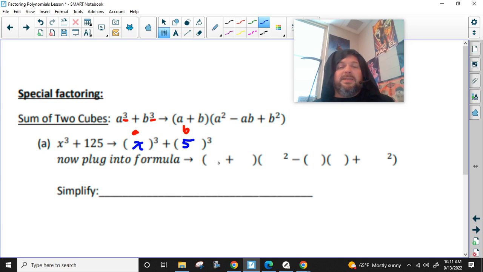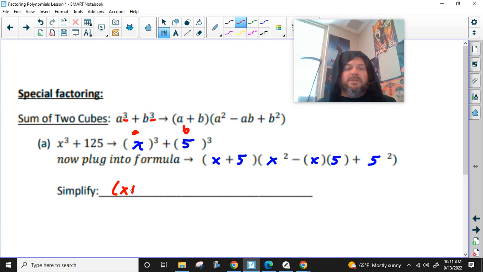Okay. So we're going to plug in 5 and then X, and after we plug it in here, we just simplify and clean it up a little bit. Well, X plus 5 stays there. X squared minus, let's see, X times 5 is 5X. And then 5 squared is 25. So once you find those cube roots, you really just plug it into the formula and you're done. Okay.